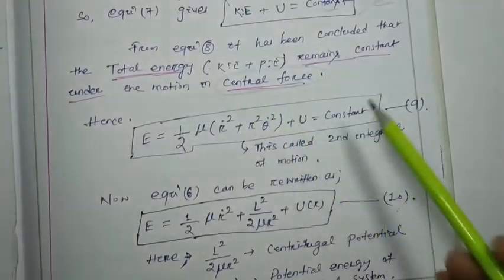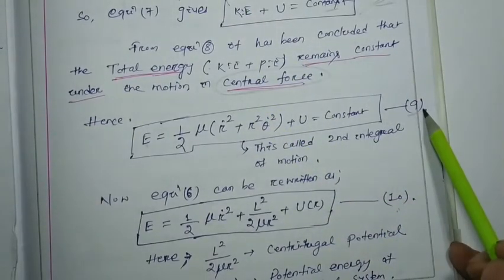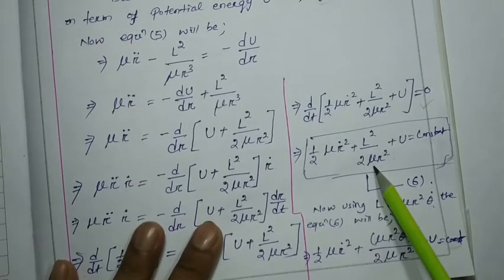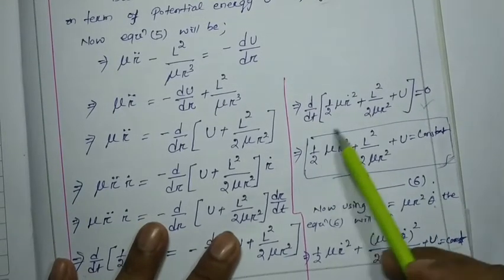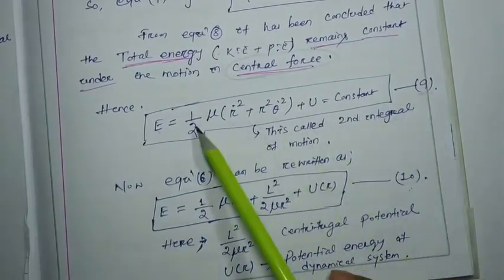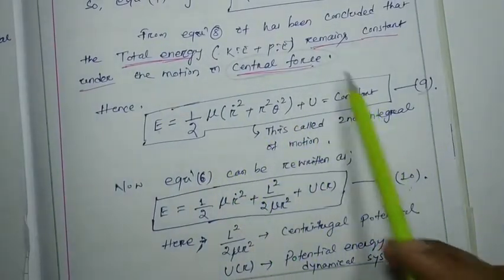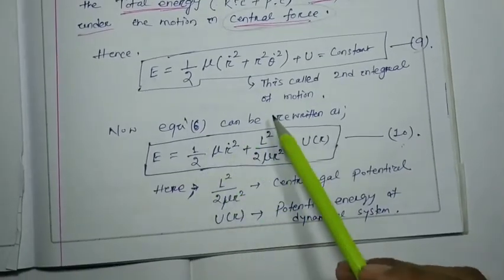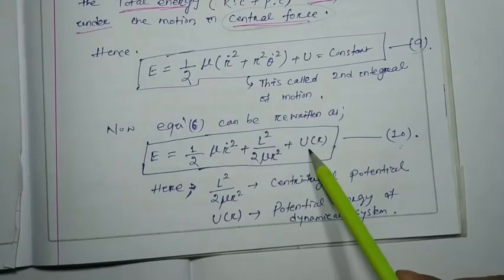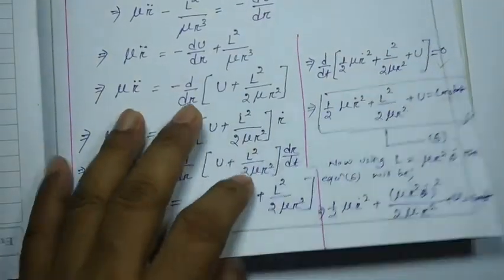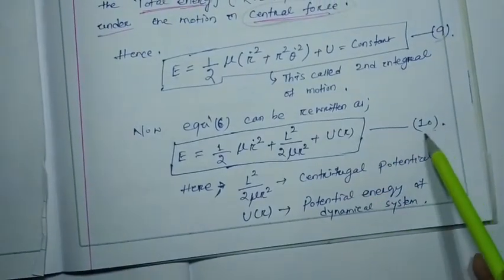Whatever we have derived up to equation number 9, that is from equation number 6 only. So here this value is constant. In equation number 9 we found a constant which represents the total energy. So equation number 6 also represents the total energy. This constant represents what? Total energy. Let it be equation number 10.